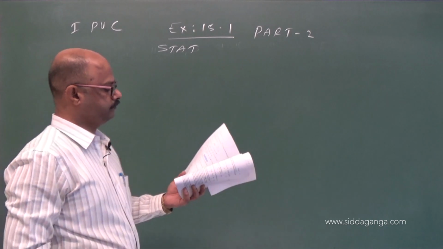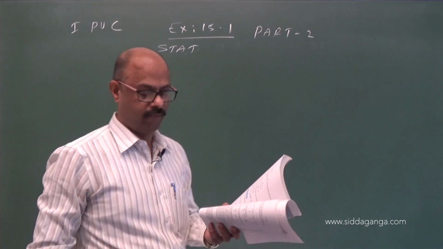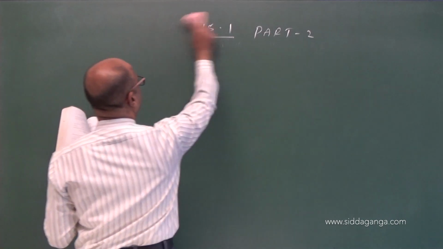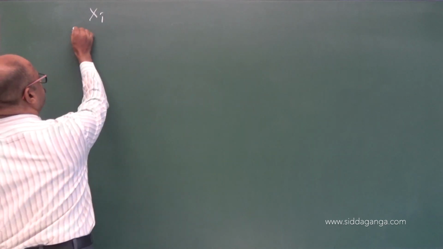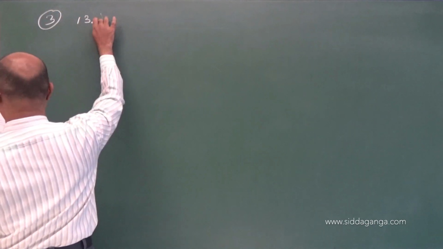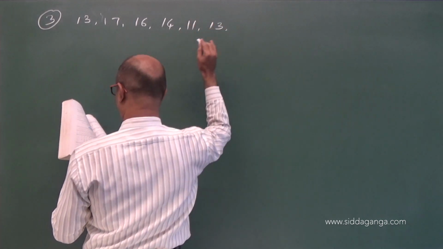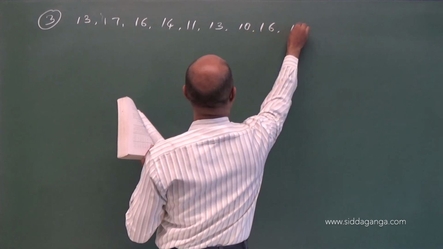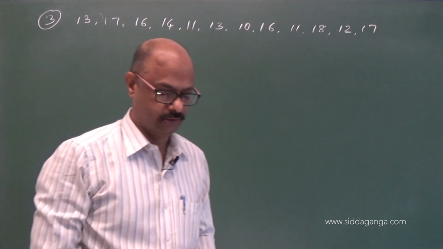The third problem. In the third problem, they have given the mean deviation about the median for the data. To find the mean deviation about the median, the given numbers we denote as xi. The numbers are 13, 17, 16, 14, 11, 13, 10, 16, 11, 18, 12, 17.